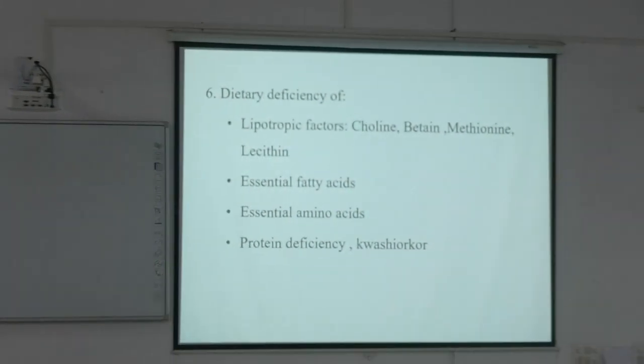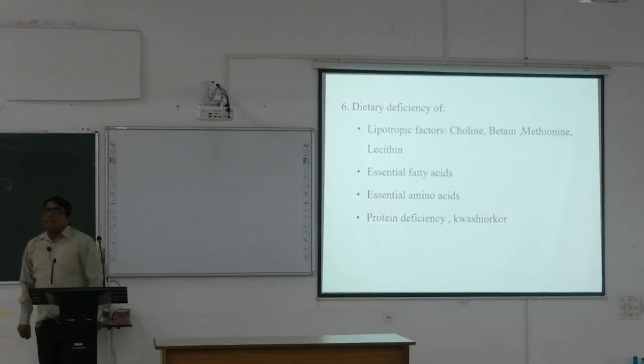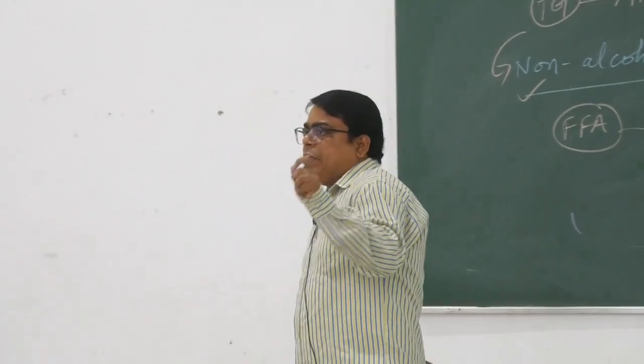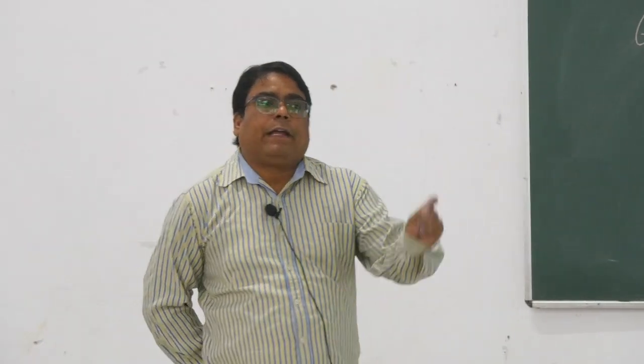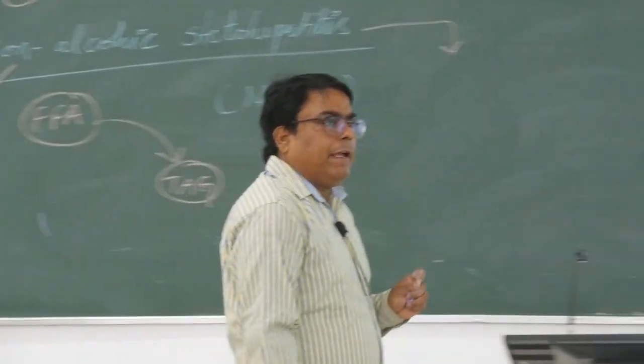Dietary deficiency of lipotropic factors: choline, betaine, methionine and lecithin. These are lipotropic factors. What is a lipotropic factor? The factor which can prevent the liver from becoming fatty is called a lipotropic factor.